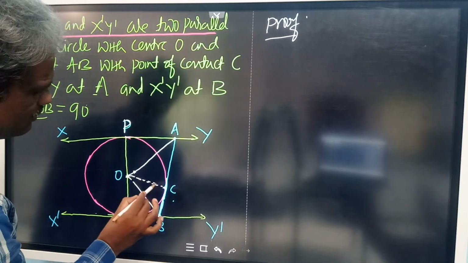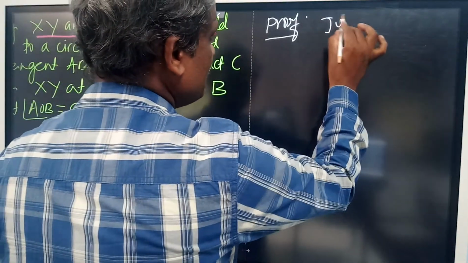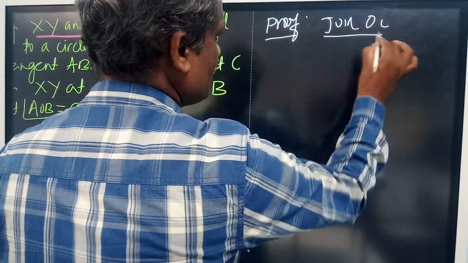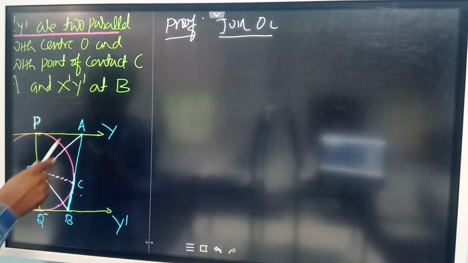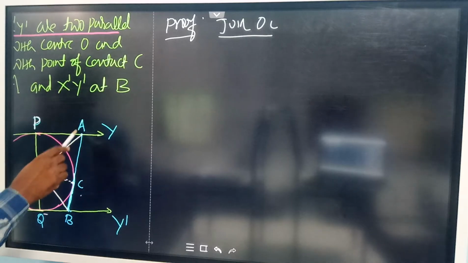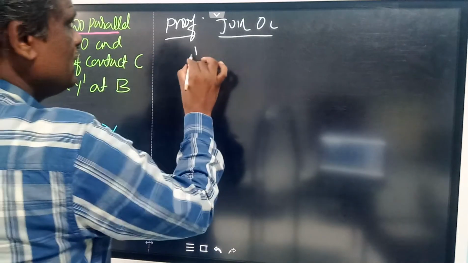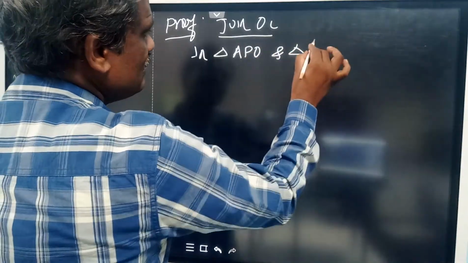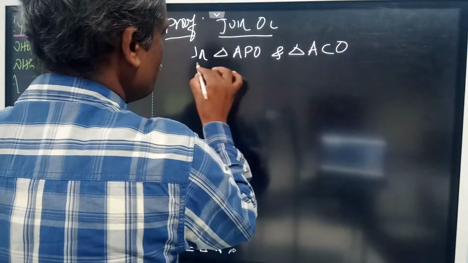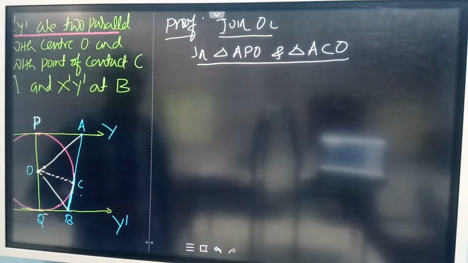So you need to join OC. So let us join OC. Now after joining OC, look at these triangles. You have two triangles, APO and ACO. In triangle APO and in triangle ACO, is it possible to prove the triangles congruent?